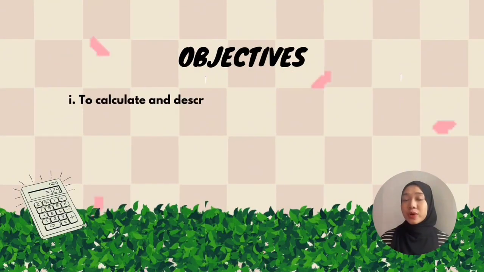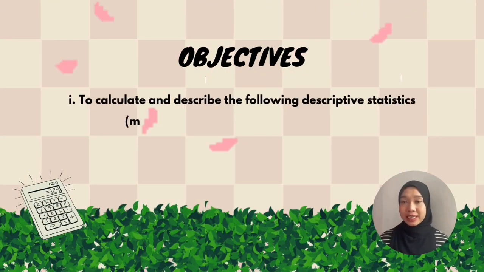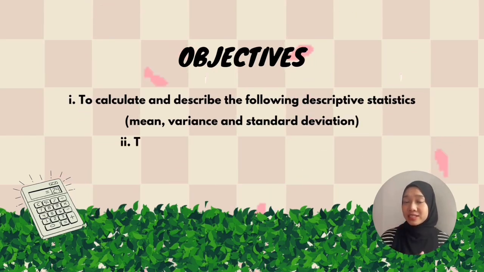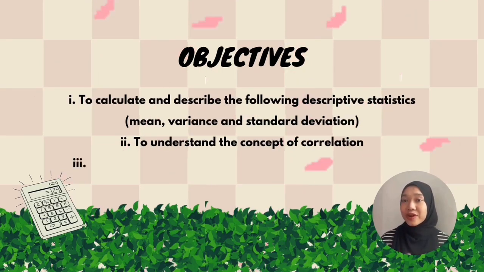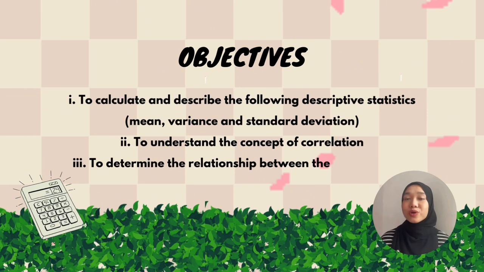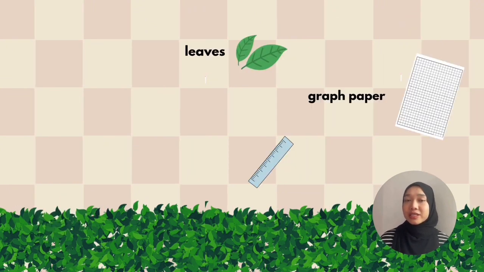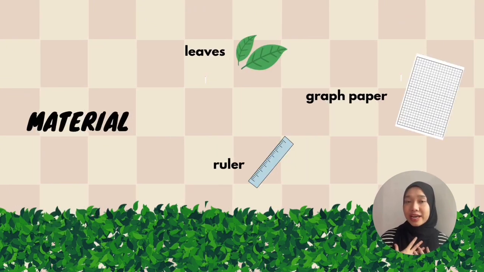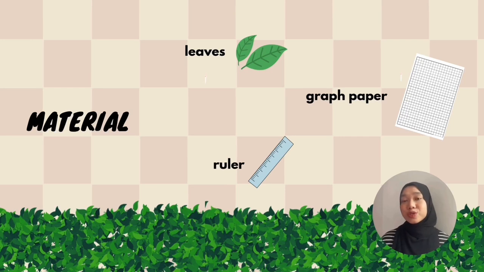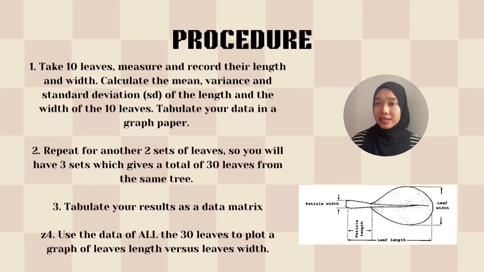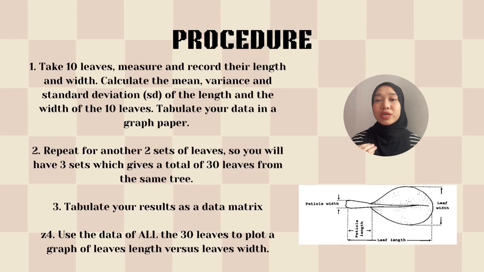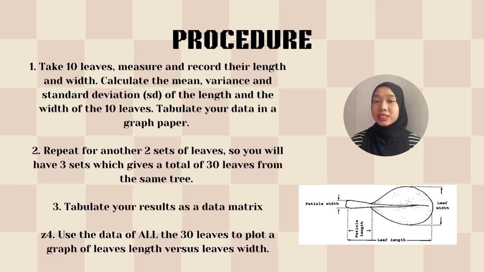So in Practical 1, the objective was to learn how to calculate and interpret descriptive statistics such as mean, variance and standard deviation, while also understanding the correlation. The materials that we used were leaves, a ruler and also graph paper. We collected 10 leaves from the same tree, then measured their length and width and recorded the data.